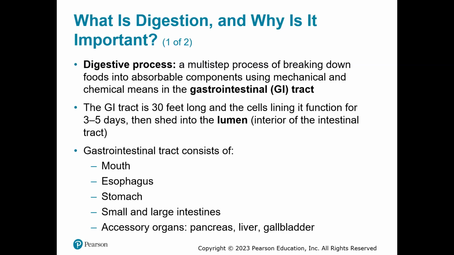We do have some other accessory organs which help us. They help give us different substances that aid in the digestive process. So, for example, the pancreas gives us enzymes, and it gives us bicarbonate to neutralize the acid that's coming in from the stomach into the small intestine. And the liver and the gallbladder, those are going to give us bile to help us with digesting fat. So the digestive process is a multi-step process, and it happens all the way from mouth to large intestine. And then we get rid of the waste products through, again, the rectum and the anus.